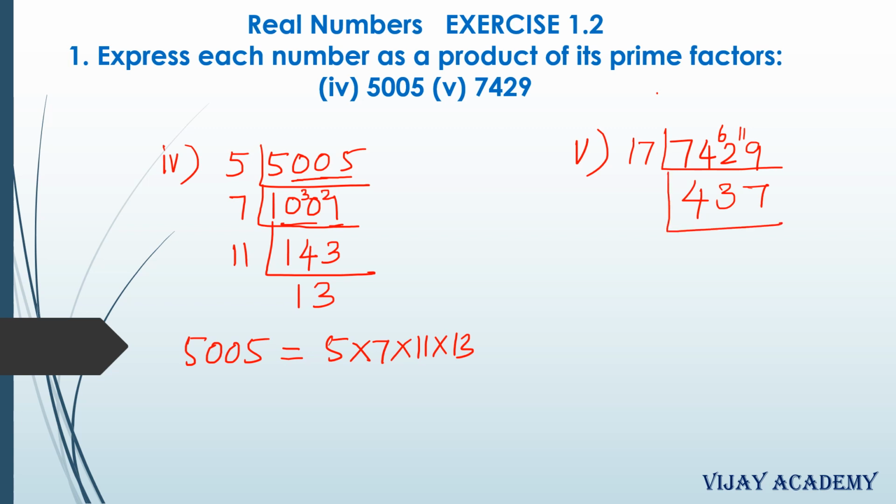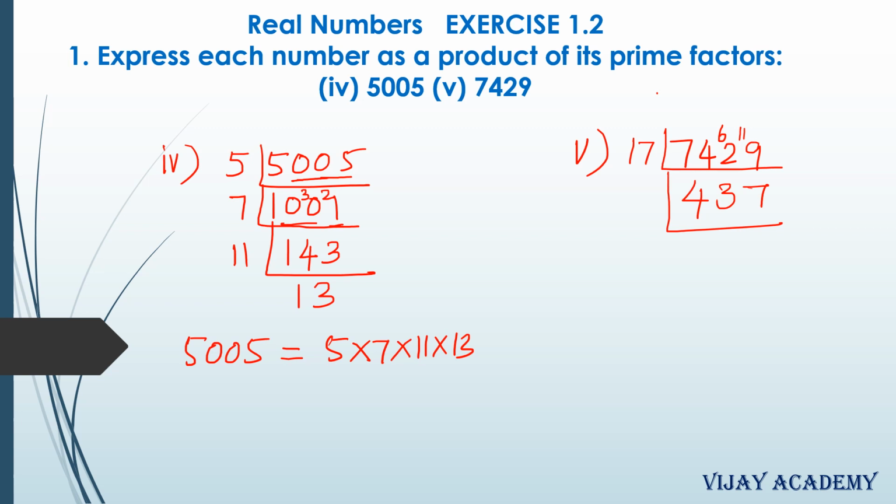Now 7429 was not divisible by any prime number less than 17. So now 437 also will not be divisible by any prime number less than 17, because we have already tried the prime numbers less than 17 for 7429. It was not divisible, so we need to go for 17 or a number bigger than 17. So 437, you need to check whether 437 is divisible by 17 or not. It is not divisible by 17.